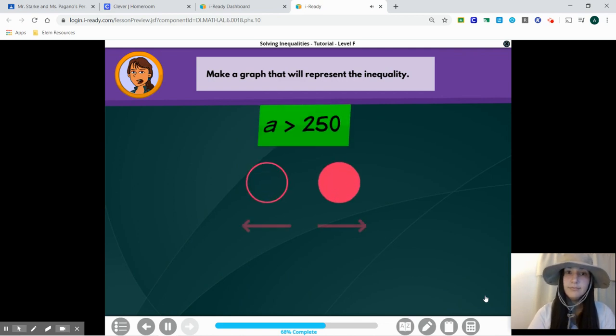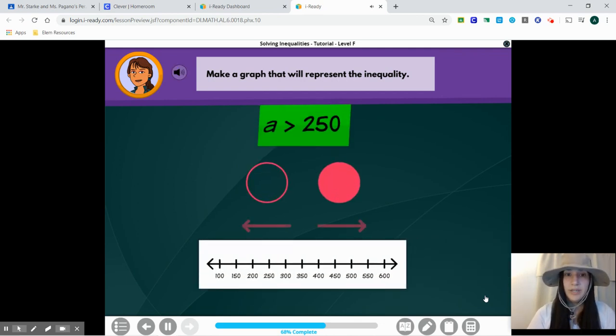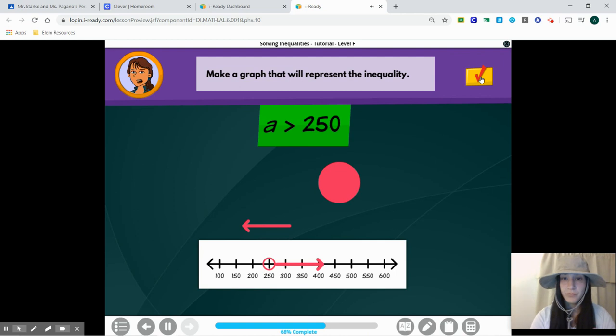Make a graph that will represent the inequality. Okay, so we know it's going to be an open circle because we have greater than. So 250, there's our open circle. And we know that we are going to point to the right because they have to be 251 or older. So we want this way to the right. Hit the check. Nice graphing. Thank you.